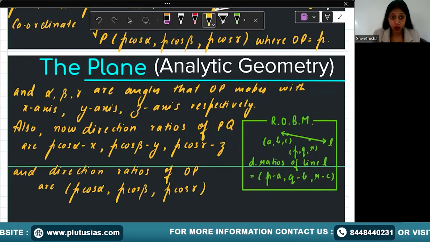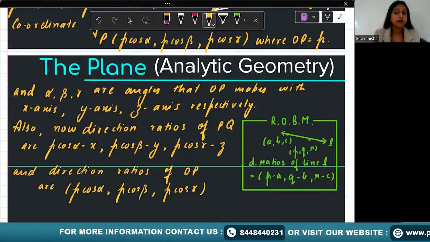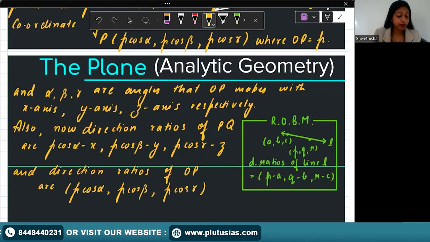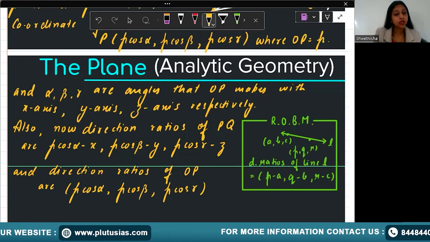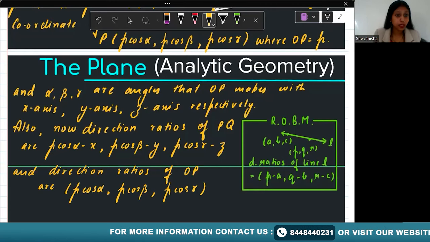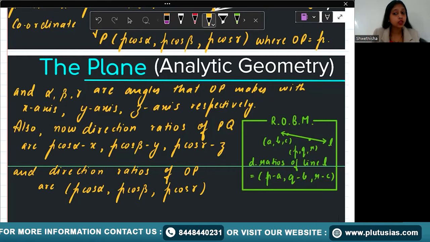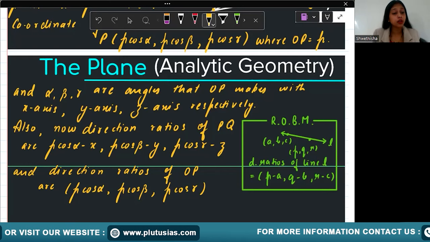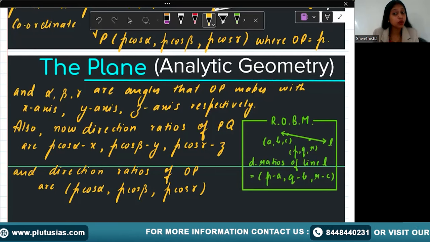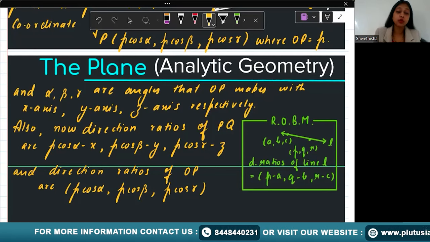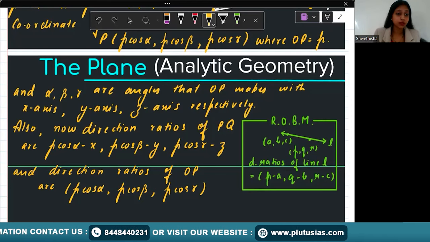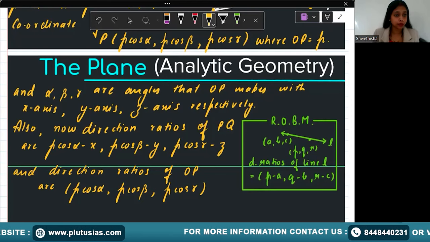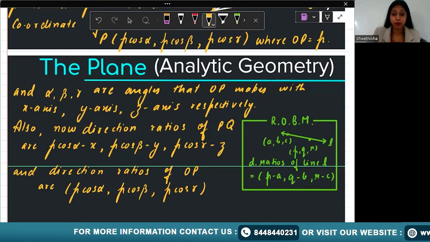Now, one property of direction ratios: if two lines have direction ratios A1, B1, C1 and A2, B2, C2 respectively, and if these two lines are perpendicular, then A1A2 plus B1B2 plus C1C2 is equal to 0. This is the property you should know, but if you do not, just make a box. Don't be afraid of making these boxes, because if you are weak in these basic concepts, this is what makes you strong. Don't get demotivated. It's good that you are now revisiting those concepts. It's better to collect them rather than cry about them.